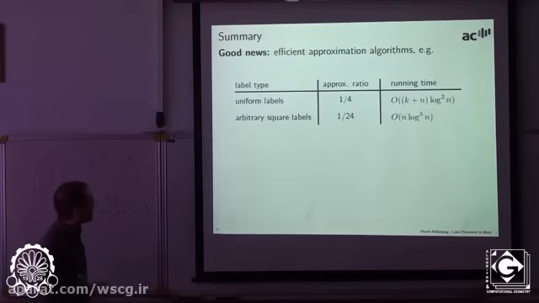Okay, so there's also other types of approximation algorithms. If you, for example, do not have uniform labels, all of the same size, if you have arbitrary square labels, or this also works for arbitrary rectangles with the same aspect ratio, then the approximation factor goes down to 1/24. But that's kind of the trade-off that you have to live with when your rectangles get different size.